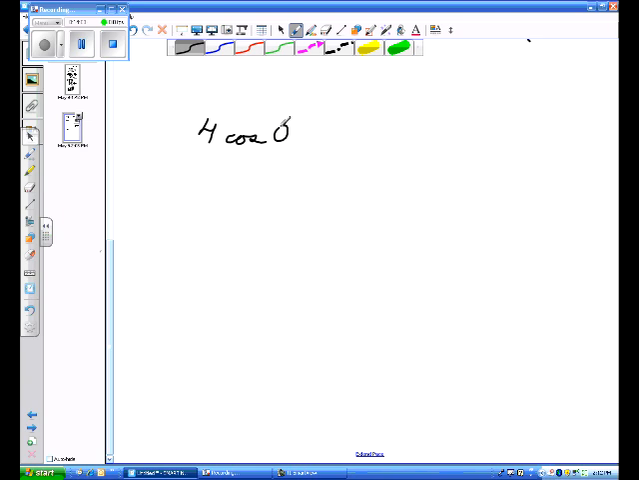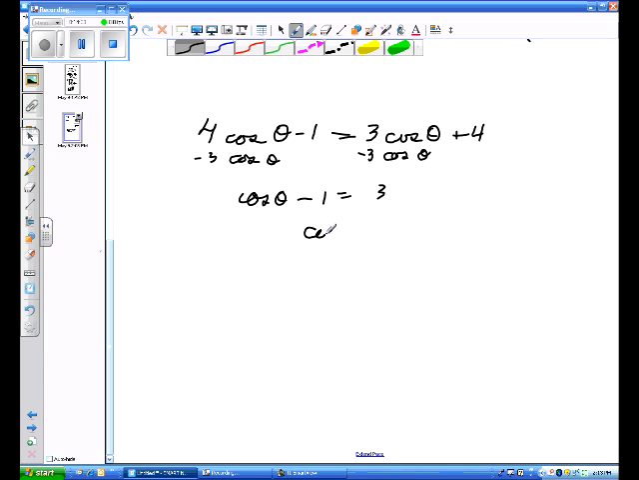4 cosine theta minus 1 equals 3 cosine theta plus 4. Well, we need to get our cosines on the same side, so I'm going to subtract 3 cosine theta. And we get cosine theta minus 1 equals 3. Adding 1, cosine theta equals 4. Whoops, that's a 4, and 4 plus 3 is 5. This should be a 4. I didn't look at my problem well. And then adding 1, I get 5.